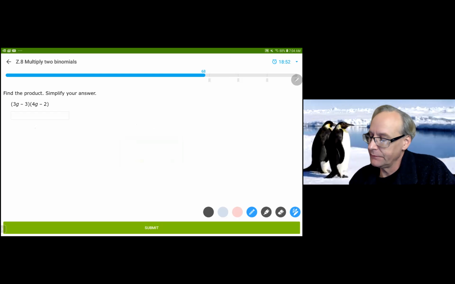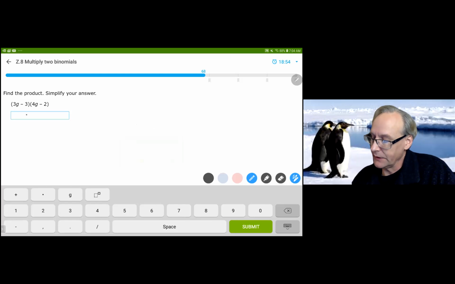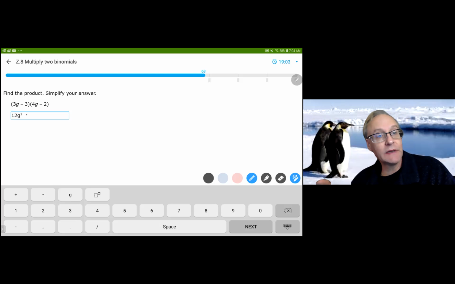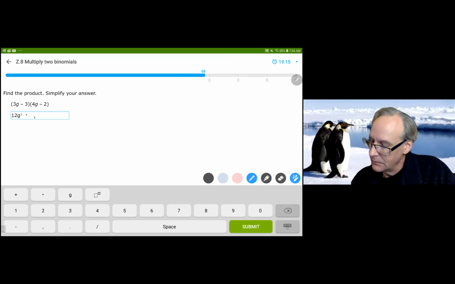Yeah, I think we'll just do it. So 12g squared, 12g squared. Now, can you figure out what the middle term is? We've got a negative 3 times the 4, which is negative 12, and the negative 6, which makes negative 18g. And then you have negative 3 times negative 2, which is plus 6.